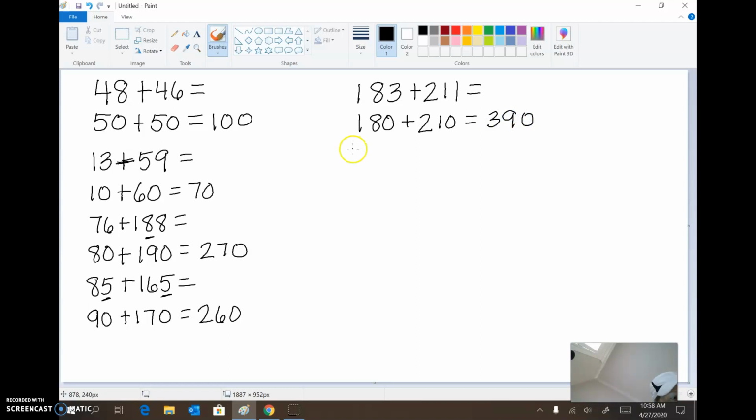And our last one, 296 plus 373. I would say 296 is closest to 300. That's easy to add. 373 would be closest to 370. So when you add the two together, you would get 670. So remember, ballpark estimates just help you get close to your answer.